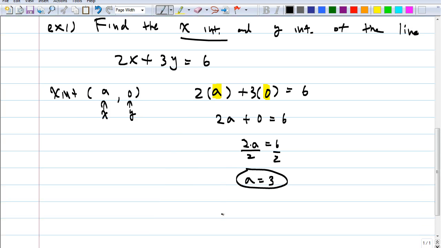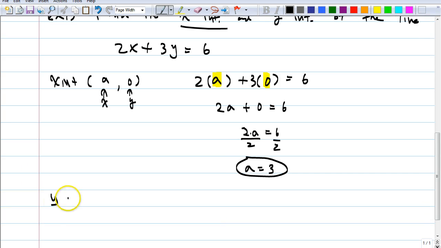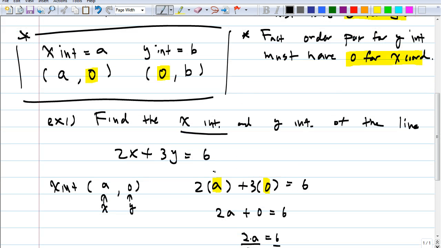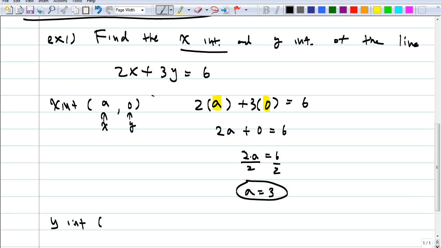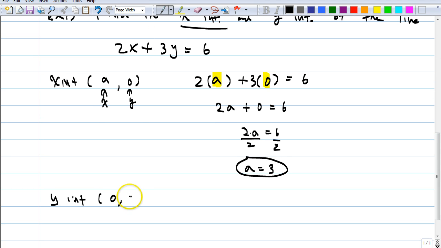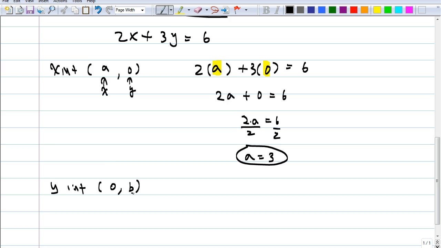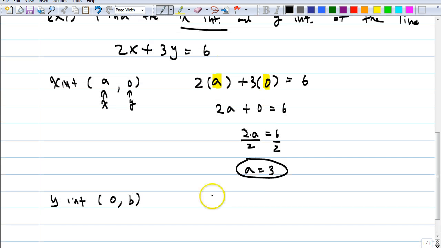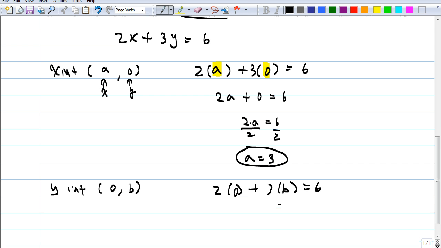How do you find the y-intercept then? So what does the y-intercept look like? I told you. So today, if you remember this, you're done. The y-intercept is going to be 0, comma B. Does that make sense? So let's plug in 2 times something plus 3 times something equals 6. This time, 0 goes in for x. B goes in for y. Doesn't that B represent the y-intercept?